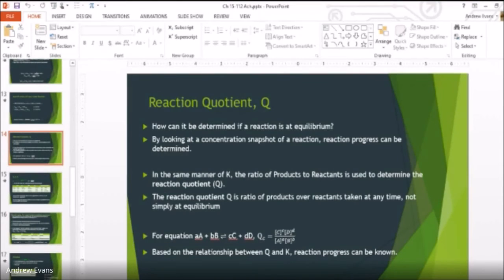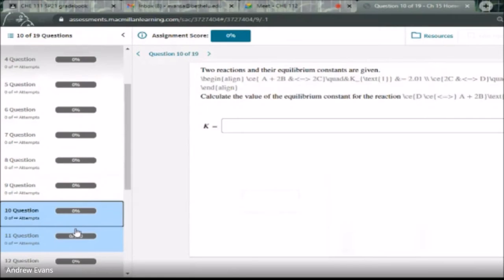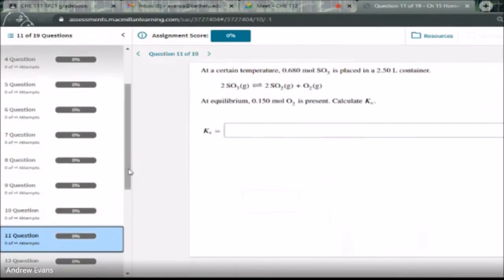So we have, let's see, a few minutes left. We can look at some of the homework, assuming we can get this up. Chapter 11 is our first ICE problem.